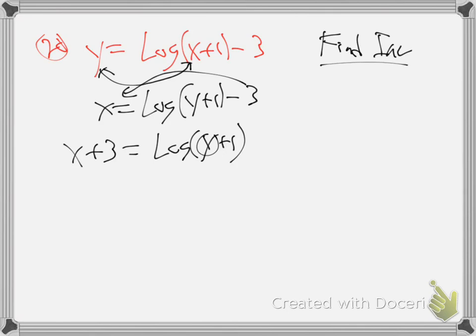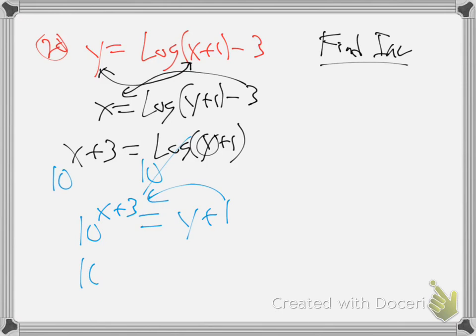10, because it has no base, which means base 10. So 10 to this side, 10 to that side, whammo. Good? That making sense? So 10 to the x plus 3, and this is y plus 1. Then just move the 1 over. So 10 to the x plus 3, minus 1, is y. That's the inverse function. That all good? So we finished, sorta.